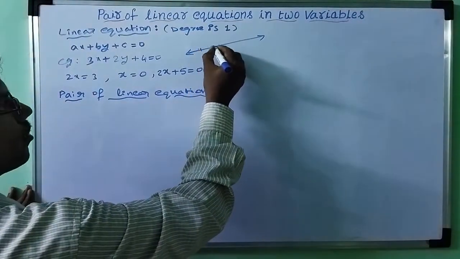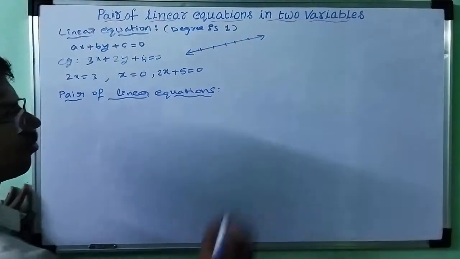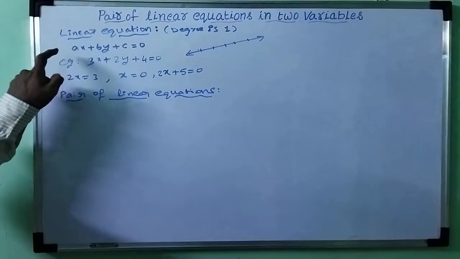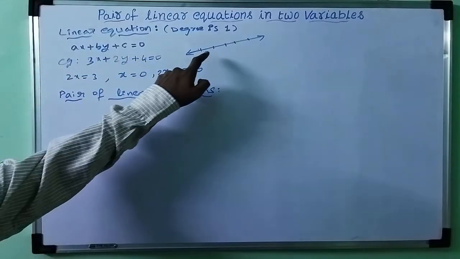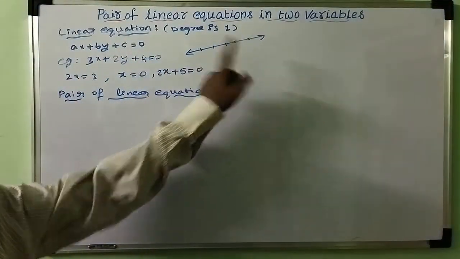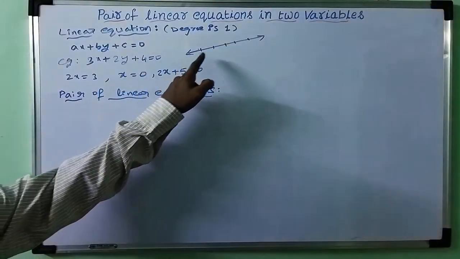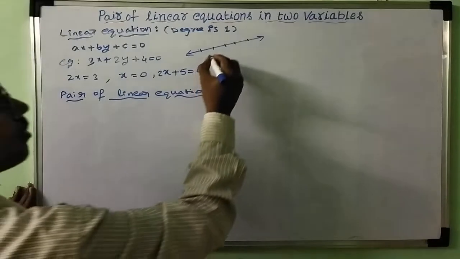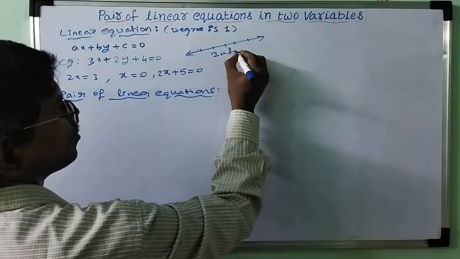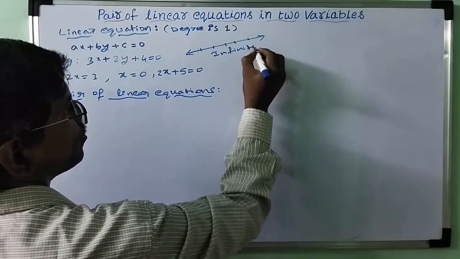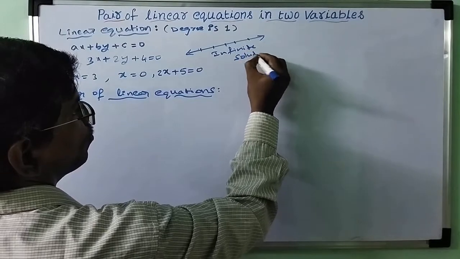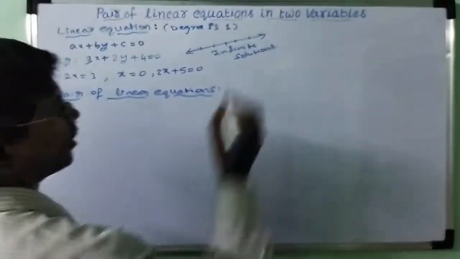How many points are on this line? Infinitely many points. So if there is only one linear equation, it will contain many points. Those are all called solutions. Infinite points, so infinite solutions. So if there is only one linear equation, then it contains infinite solutions.